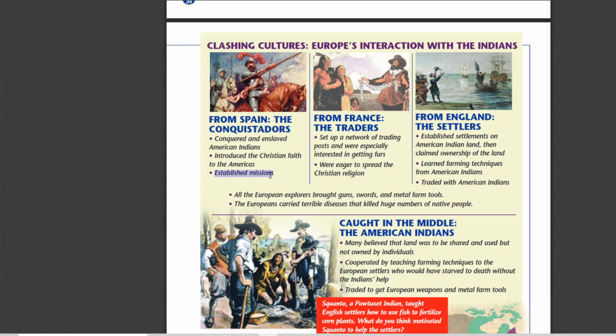The French were much nicer about things. They're known as the traders. We're going to remember them as the traders. They would set up a network of trading posts all around so that they can get furs, and the American Indians were actually pretty grateful for setting up trade routes. They were very interested in the European products.